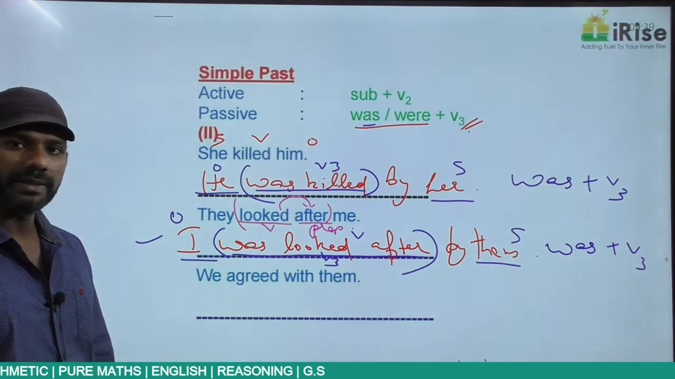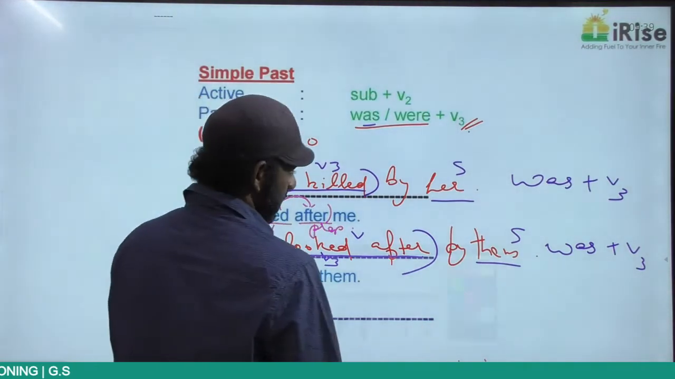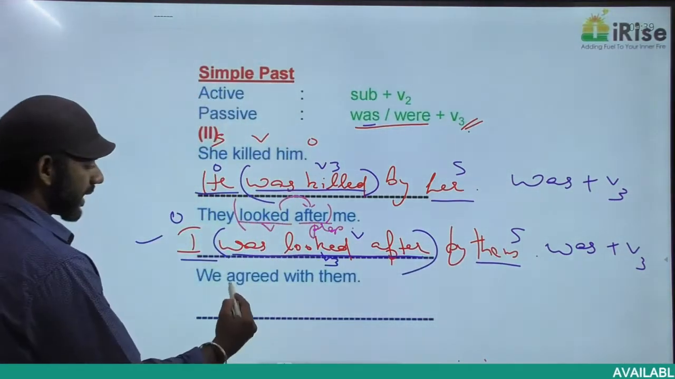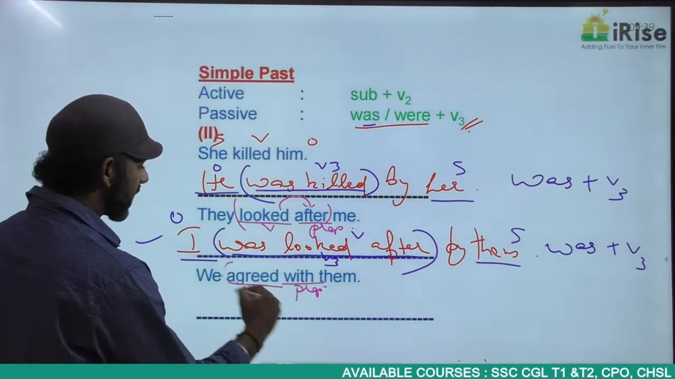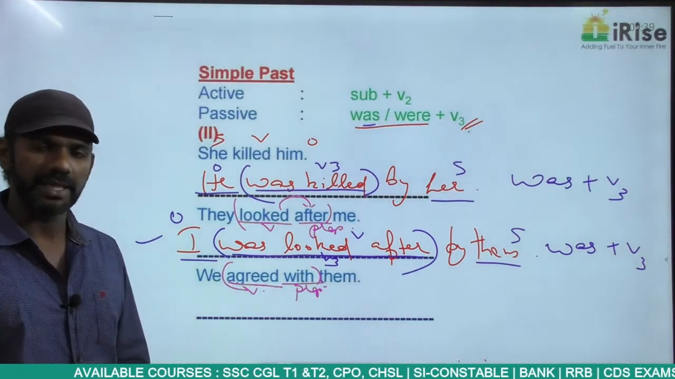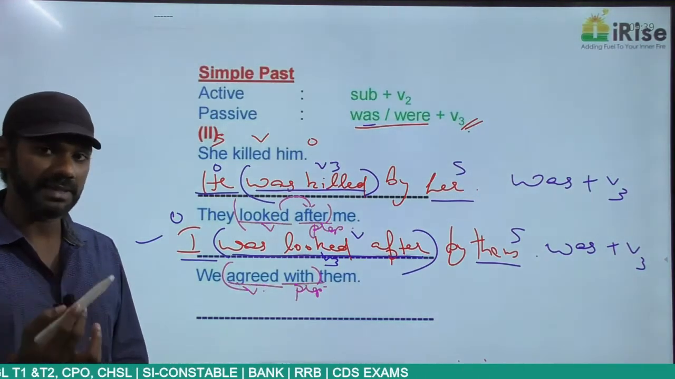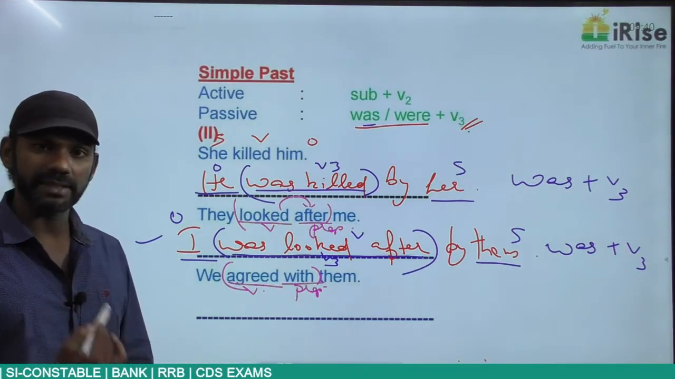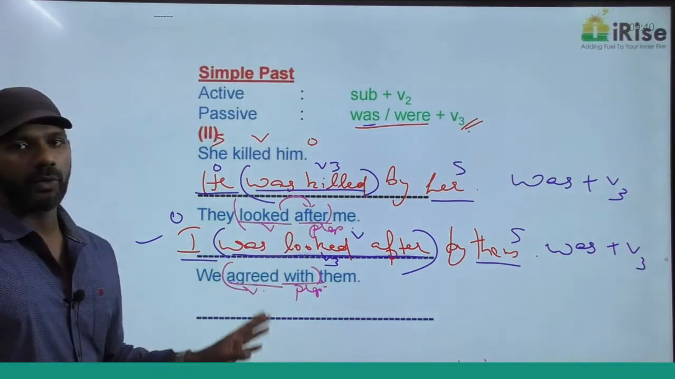We agreed with them, active voice, simple past tense. Now, agreed is a verb, with is a preposition. So, agreed with becomes a phrase, and we can never divide the words in a phrase. We agree with a person and agree to something. It comes in the preposition section. Them means they are persons, so we agreed with them. Active voice, simple past tense.